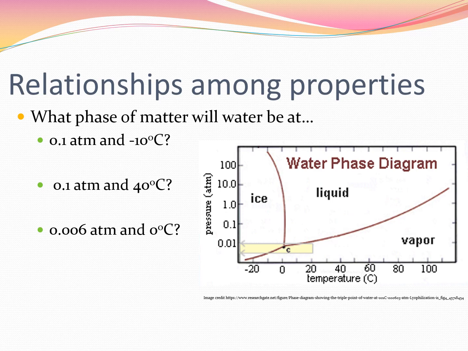In the Ed puzzle, I want you to figure out what phase of matter we will be at 0.1 atmospheres and negative 10 degrees Celsius. How about 0.1 atmosphere and 40 degrees Celsius? How about 0.006 atmospheres and 0 degrees Celsius?